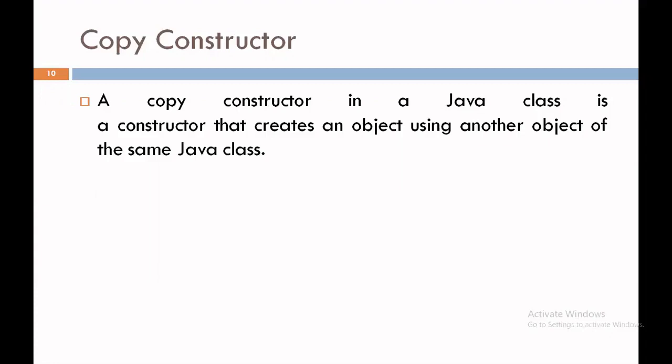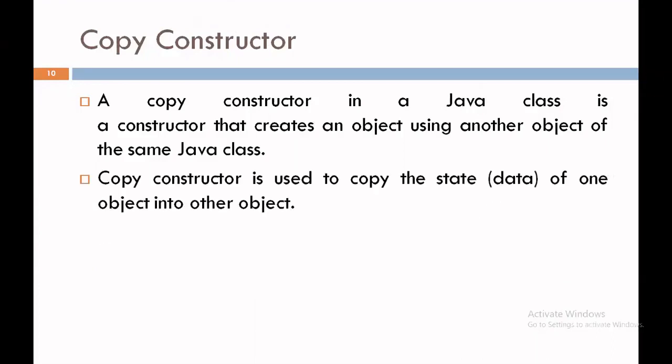Suppose I give one example. Sometimes a programmer wants to create an exact, but separate copy of an existing object, so that subsequent changes to the copy should not alter the original or vice versa. And this is made possible using the copy constructor. That means we can say that a copy constructor is used to copy the state of one object into another object, or it is used to copy the data of one object into another object.